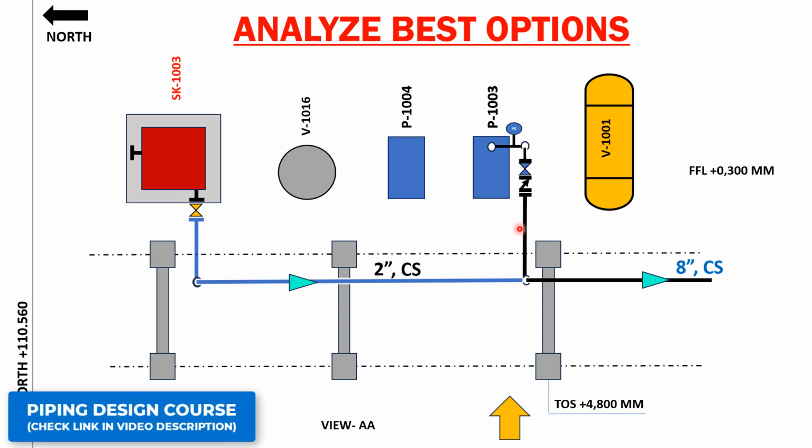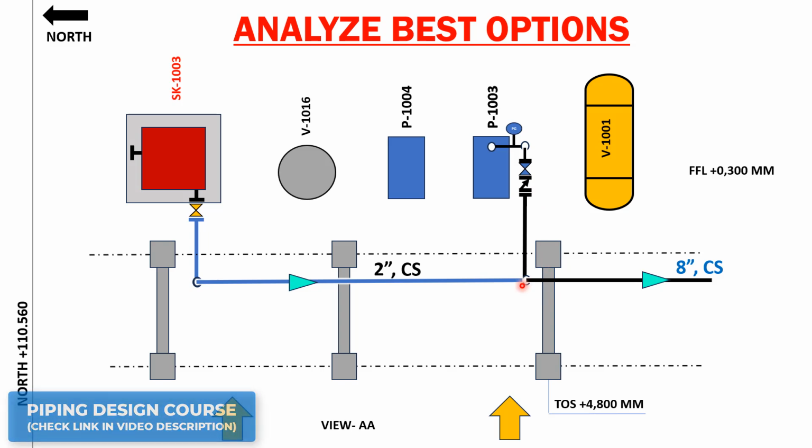Why do I have to connect it over here actually? Because see, this line's flow direction is over here, right? This flow direction is going to the vessel. So if you look at the P&ID, the line has been connected after the isolation valve, correct?